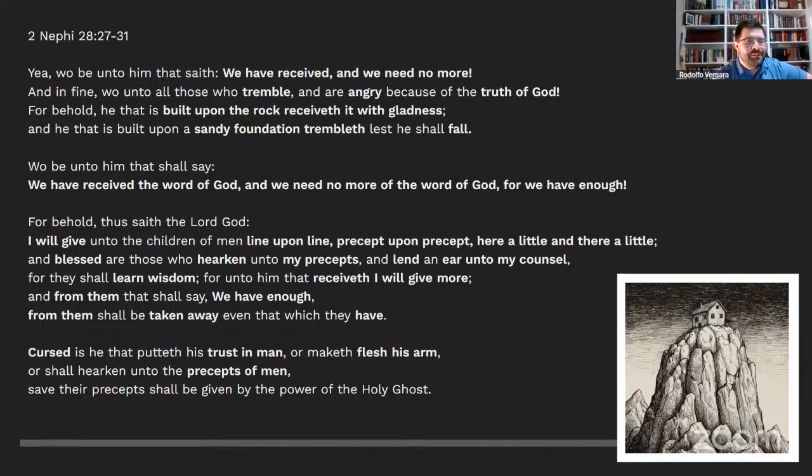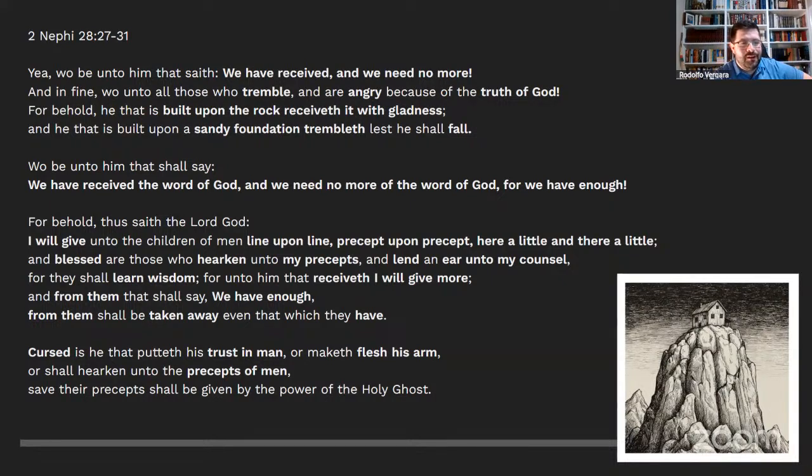Yea, woe be unto him that said, we have received, and we need no more. And woe unto all those who tremble and are angry because of the truth of God. For behold, he that is built upon the rock receiveth it with gladness, and he that is built upon the sandy foundation trembleth lest he shall fall.